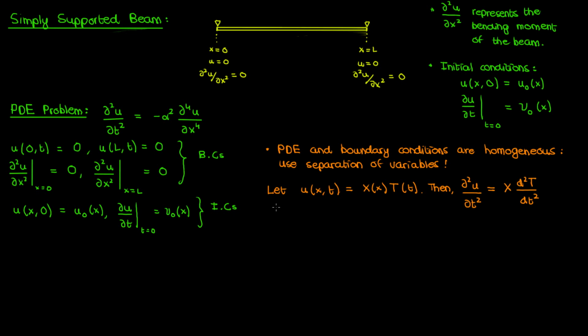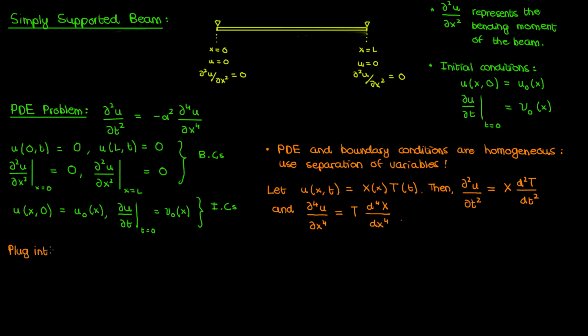This is because capital X is a constant with respect to time, so when we take the second partial of u with respect to t, we only have to focus on the capital T as a function of time, since the capital X is just a constant as far as this partial derivative in time is concerned. In addition, if we take the fourth partial of u with respect to x, we'll get capital T times the fourth derivative of capital X with respect to small x. This time, capital T is just a function of time, so we only have to focus on capital X, since capital T is a constant as far as the partial derivative in x is concerned.